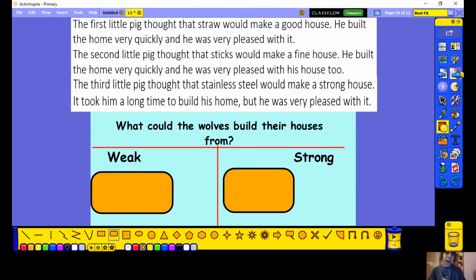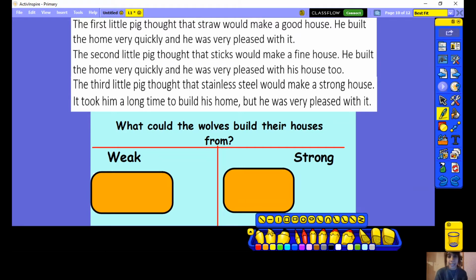So before I do that, I can have a think about what I could get my wolves to build their houses from. So if I quickly skim through the original story, the first little pig thought that straw would make a good house. The second little pig thought that sticks would make a fine house. And I'm just going to underline that so it's easier for you guys to spot. So first was straw, second was sticks, and the third was stainless steel. So the first two houses are quite weak, and the third house is quite strong.